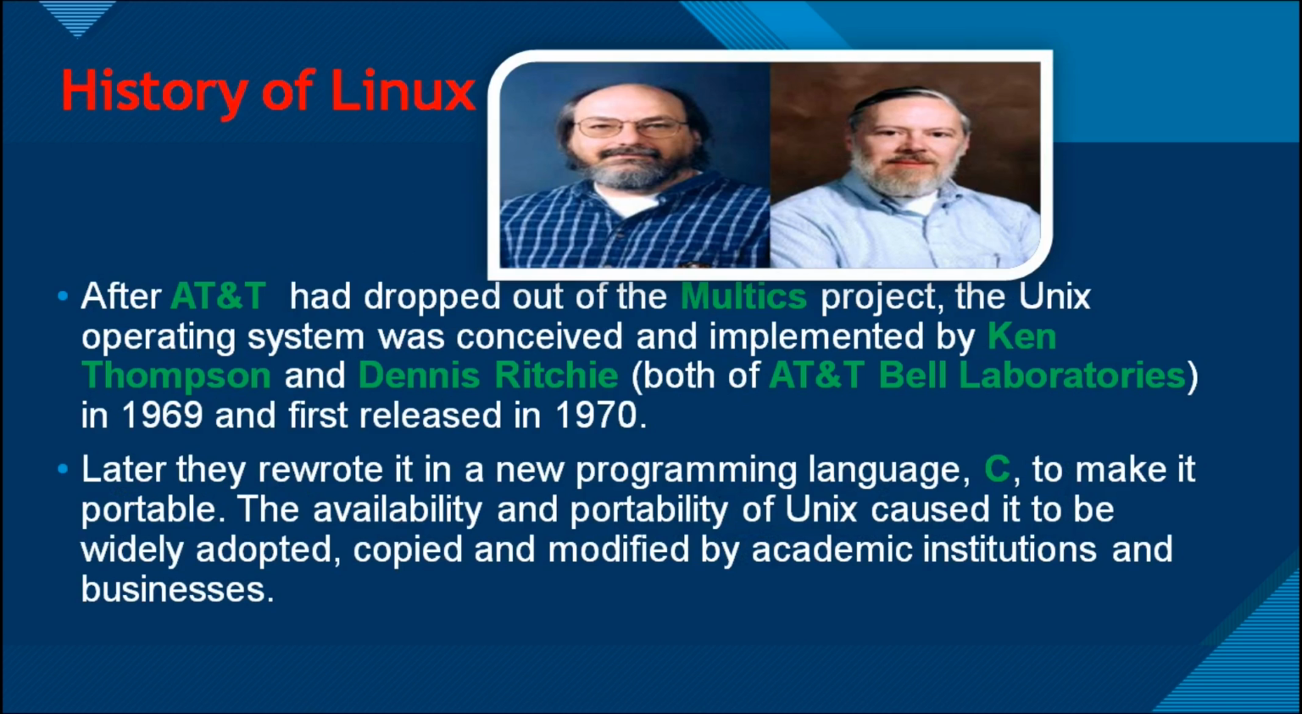History of Linux. The Unix operating system was implemented by Ken Thompson and Dennis Ritchie at AT&T Bell Laboratories in 1969, first released in the 1970s. Later they rewrote it in a new programming language, C, to make it portable. The availability and portability of Unix caused it to be widely adopted, copied and modified by academic institutions and business.